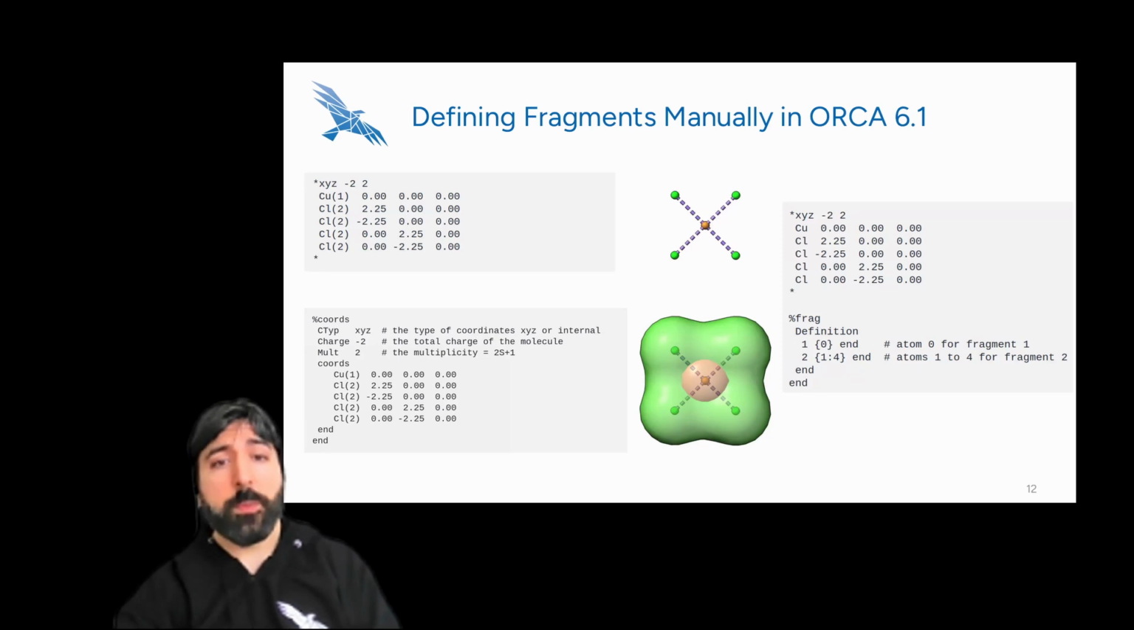The first and most basic usage of this fragment block is by including a definition in which you can manually list the atoms belonging to each fragment directly. For example, to assign atoms 1 to 4 to fragment 2, you can just use a colon to define a range, which means there's no need to list each individual atom. This also works using geometries which are read from external files.